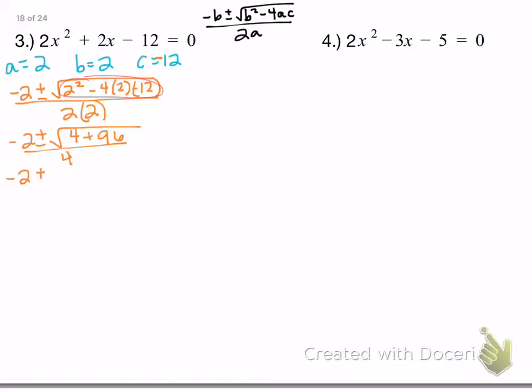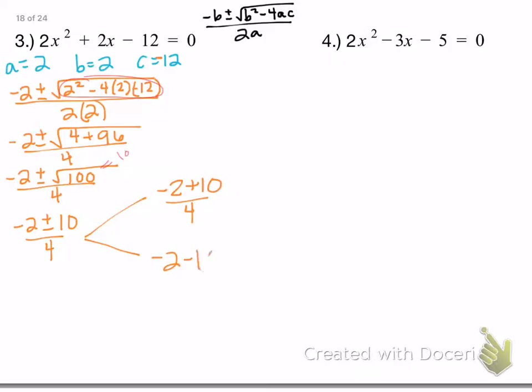So I have negative 2 plus or minus radical 100, because I added 4 and 96, and all of that is over 4. Well, once again, I'm going to keep simplifying this radical. I'm going to see what radical 100 is. It's 10. So now I have negative 2 plus or minus 10 over 4. And that's where this breaks off into 2, where you have your negative 2 plus 10 divided by 4, and where you have your negative 2 minus 10 divided by 4.